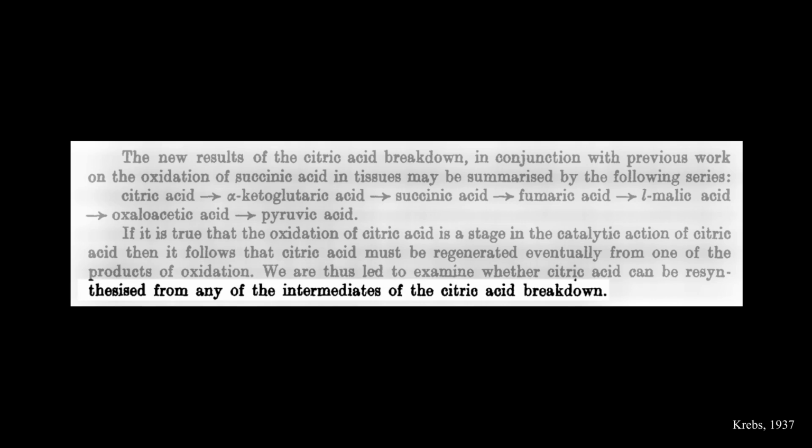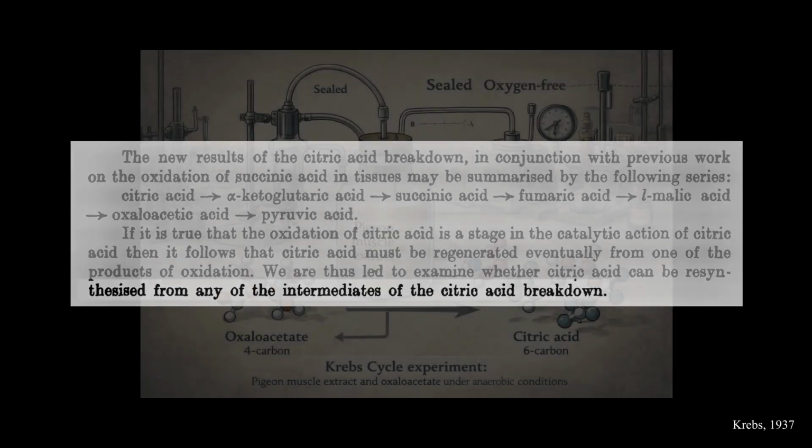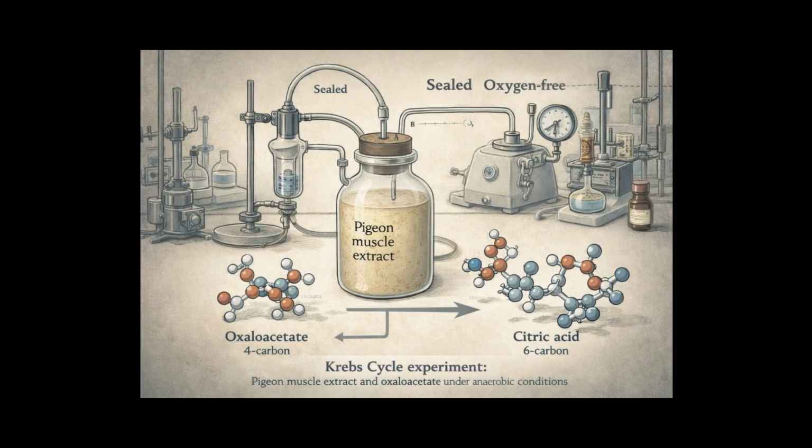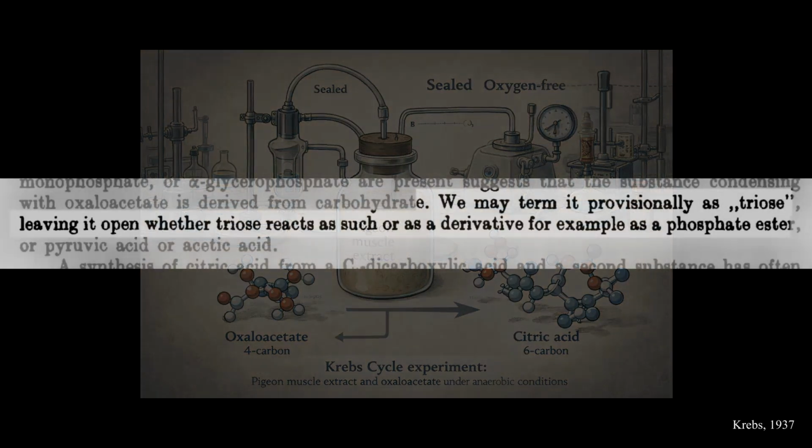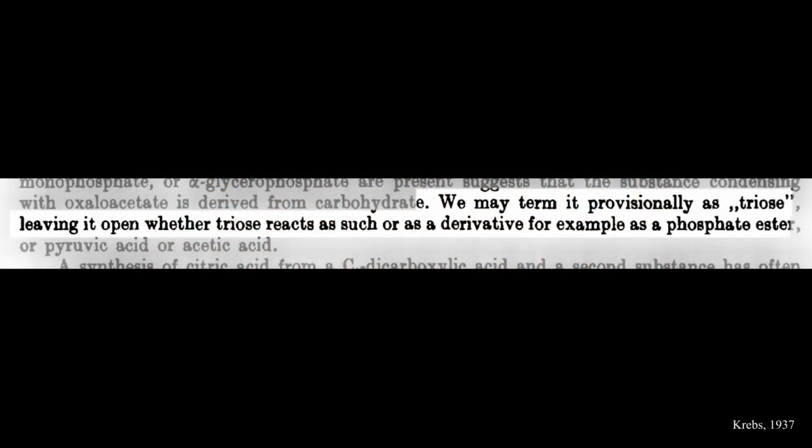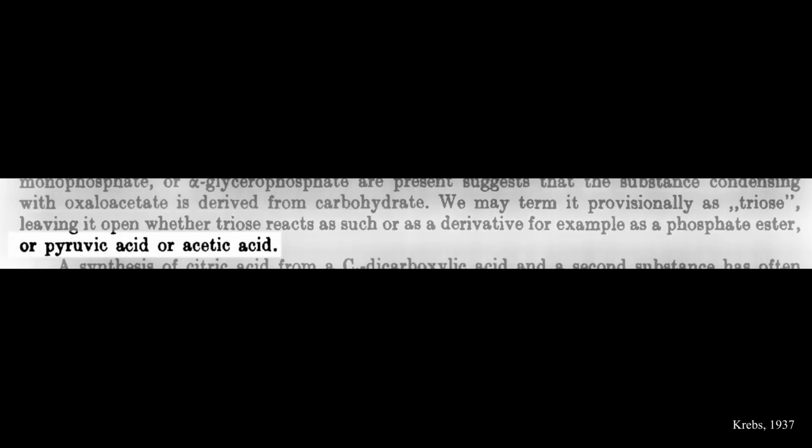And so to look at this, they incubated pigeon muscle extracts with oxaloacetate, which is a 4-carbon molecule, in the absence of oxygen to block entry into the cycle, and found that citric acid, which is a 6-carbon molecule, was formed. And they suggested the name triose for the molecule that donates the extra 2 carbons to oxaloacetate to form citrate, leaving it open as to whether triose reacts as such or as a derivative, for example as a phosphate ester, or pyruvic acid, or acetic acid.